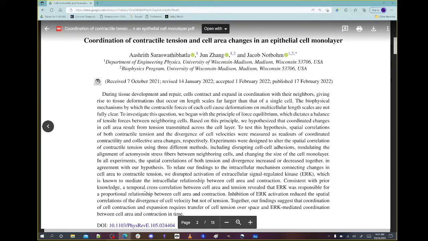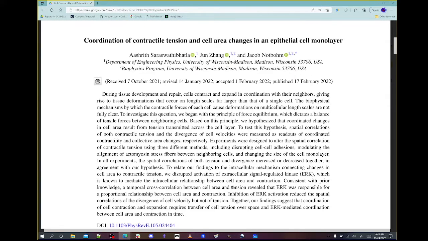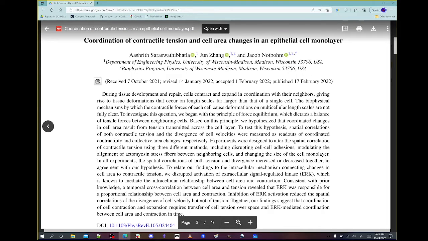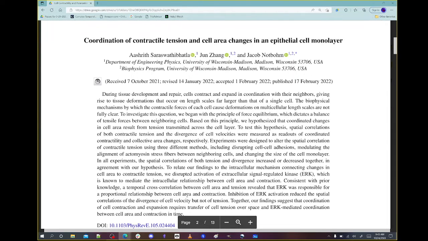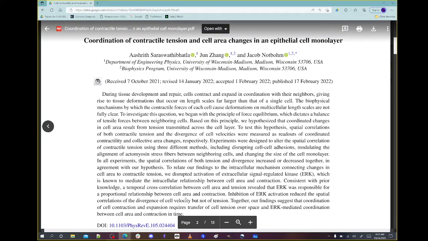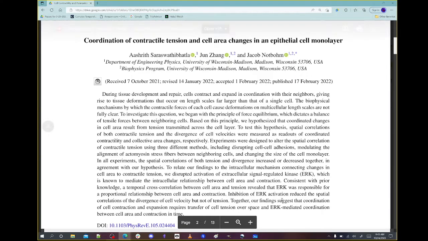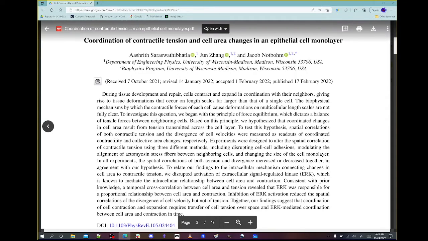Consistent with prior knowledge, a temporal cross-correlation between cell area and tension, which is over time, of course, revealed that ERK was responsible for a proportional relationship between cell area and contraction. So as the cell area increases or decreases, contraction increases or decreases. Inhibition of ERK activation reduced the spatial correlations of the divergence of cell velocity but not of tension. So this is where ERK is inhibited. The spatial correlations between divergence of the cell velocity is maintained, but not tension.